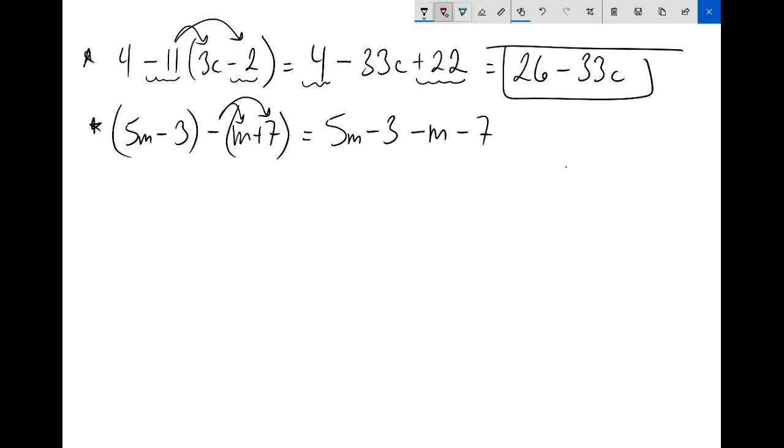Okay, now we've got m terms. So I've got 5m minus m. If I've got 5 of them and I take away 1, how many am I left with? 4 m's. And then I've got minus 3 minus 7. If I'm at minus 3 and I take away 7, where am I going? More negative. Minus 10. It's basically adding in the negative direction. We're starting negative and going more negative. All right. Questions on that one?